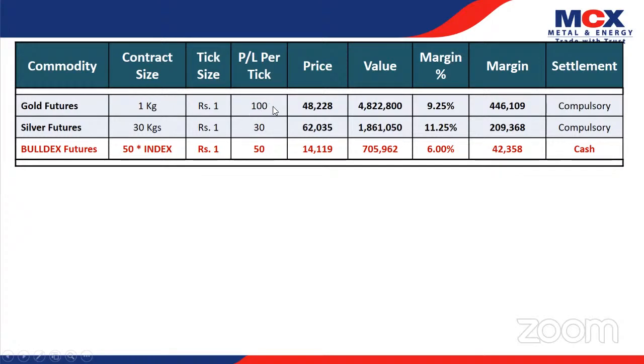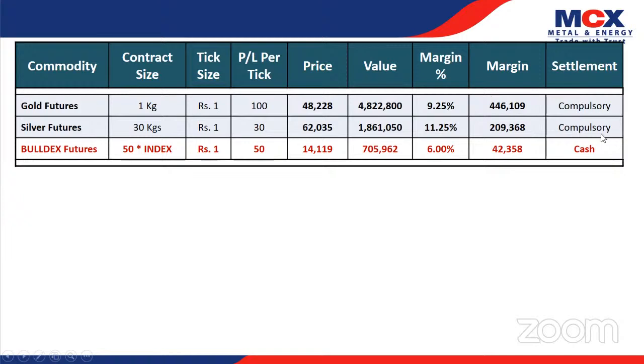So per tick movement in gold futures is 100 rupees gain or loss, silver it is 30 and bullion index it is 50. Now understand, I've taken yesterday's close price. Gold was 48,228, its value becomes 48,22,000 and margin is 9.25%. So overall margin which gets blocked is 4,46,109. Silver's last day's value is 62,035, value will be 18 lakhs, 11% margin here, and the margin which gets blocked is around 2 lakhs. So if somebody wants to take a view on this whole segment with gold and silver, with futures they have to have around 6,50,000 margin blocked, right?